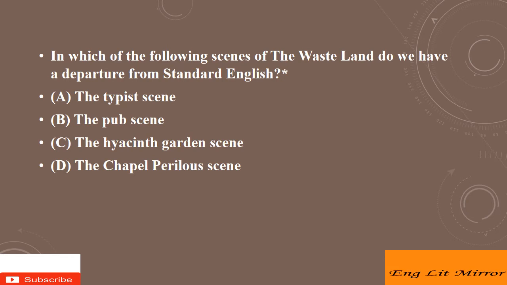In which of the following scenes of The Waste Land do we have a departure from Standard English? Options: A. The typist scene. B. The pub scene. C. The Hyacinth Garden scene. D. The Chapel Perilous scene. The answer is option B, the pub scene.